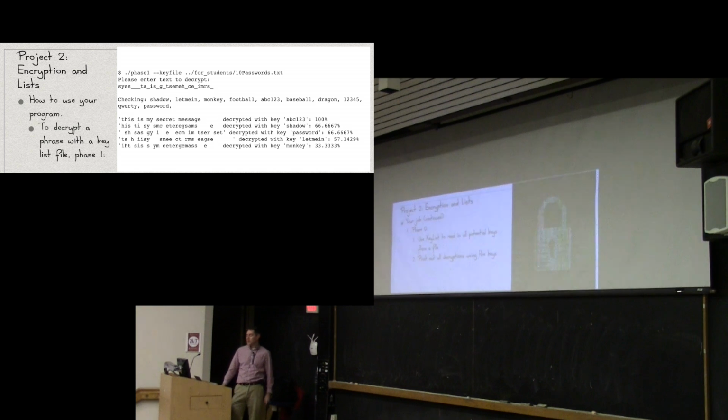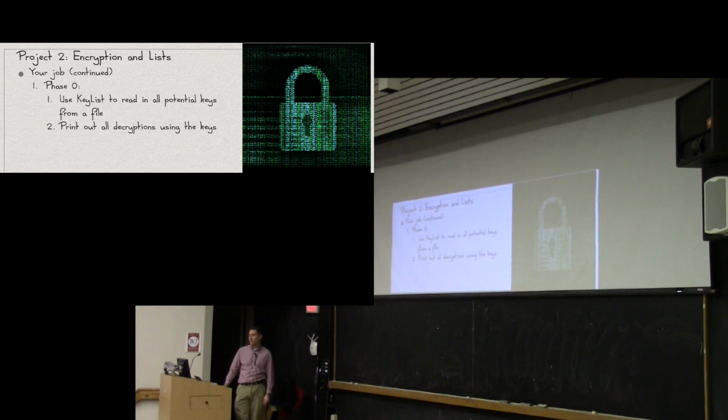Okay. All right. For phase 0, you're going to use this key list, and we're going to talk more about that now, to read in all the potential keys. So we read in the list of all the potential keys, and then you're going to print out all the decryptions using those keys. Okay? We get to choose what the keys are. When we test it, we'll pass in some key list, and we'll see how it does. In fact, I'll give you a bunch of tester ones, so I'll encrypt a bunch of things, and you'll be able to use your program to tell what they are. Kind of fun. All right?